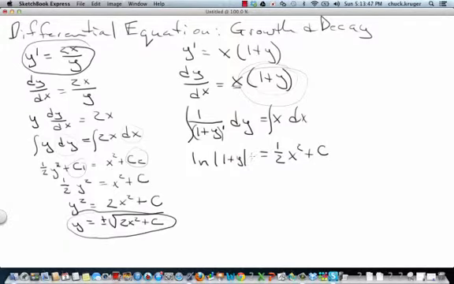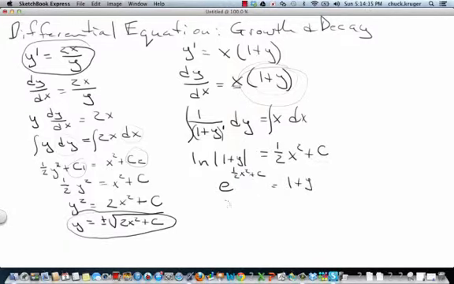Now, if you notice, I didn't write plus c because I'm going to end up subtracting that c anyway and combining it with this c, and it's going to be a c. So I'm going to save myself a c. Now, again, I want to get y by itself. What does this mean? Well, this means my base is e. My exponent is 1/2 x squared plus c is equal to 1 plus y.